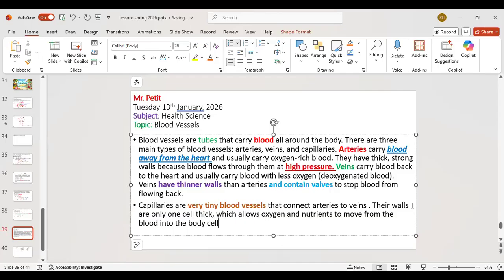If the capillaries are that thin, wouldn't that mean the blood cells have to move one by one?